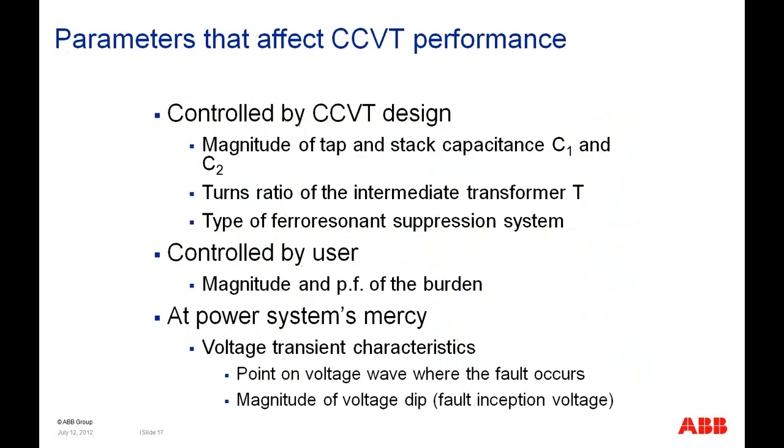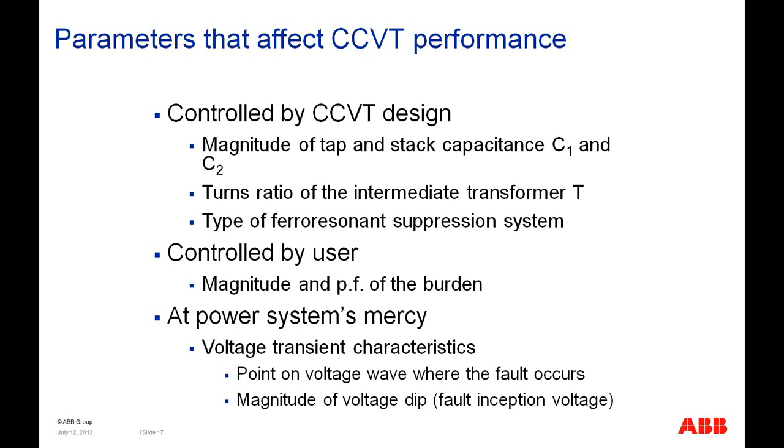There are certain things that you can control on a CCVT design, and these will perfect the performance of the CCVT. One is the magnitude of the tap and the stack capacitance, C1 and C2. Next is the turn ratio of the intermediate transformer, or more easily said, the voltage at the tap, and then the ferroresonance suppression that we use in the circuit.